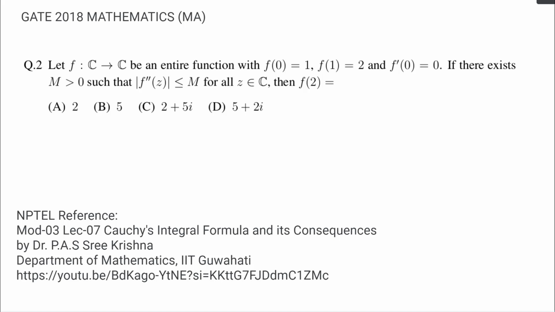So the NPTEL reference to solve this problem is module 3 lecture 7 of complex analysis, and the title of this lecture is Cauchy's integral formula and its consequences by Dr. P.A.S. Srikrishna. He is from Department of Mathematics, IIT Guwahati. Even you can watch this lecture using this YouTube link.